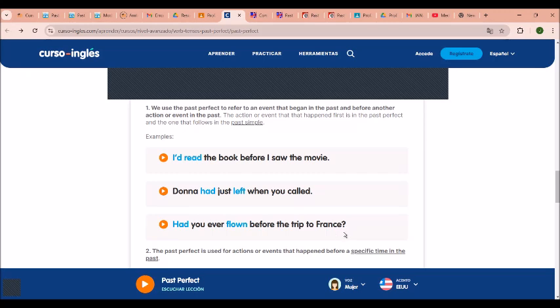Good. All right. And if you look at these verbs, all three of them are irregular. Read doesn't become readed, it stays the same. Read, read, read. Left is from the verb to leave. So leave, left, left. Flown is from the verb to fly. Fly, flew, flown. I'm going to share a list of irregular verbs at the end as well.